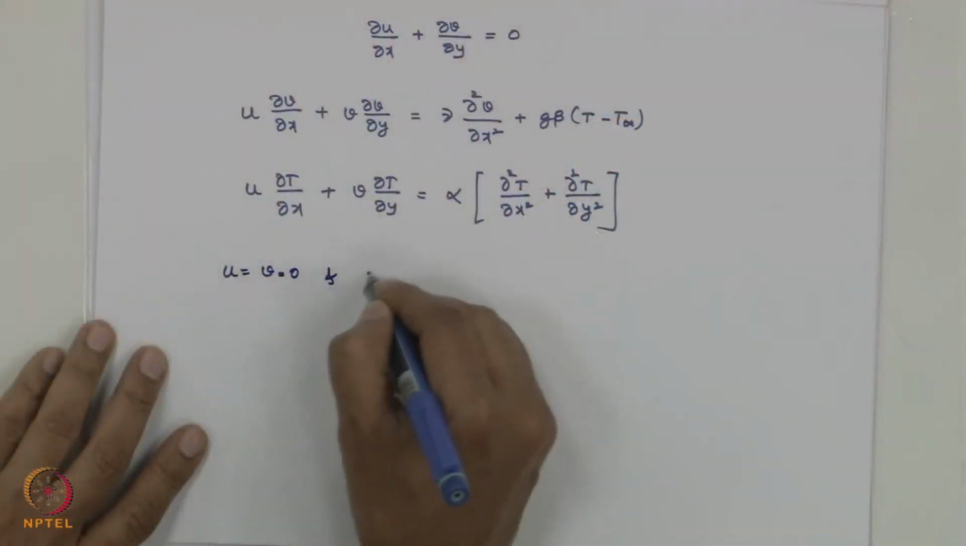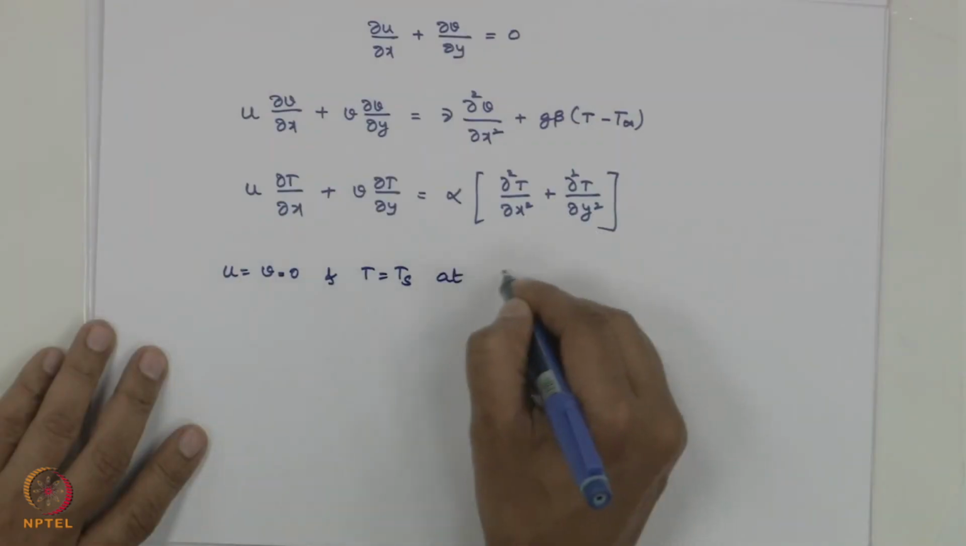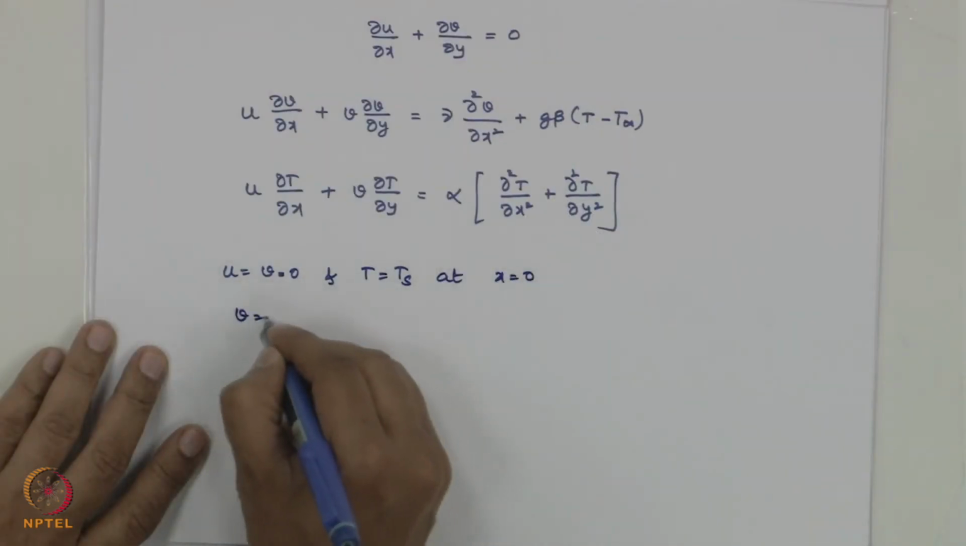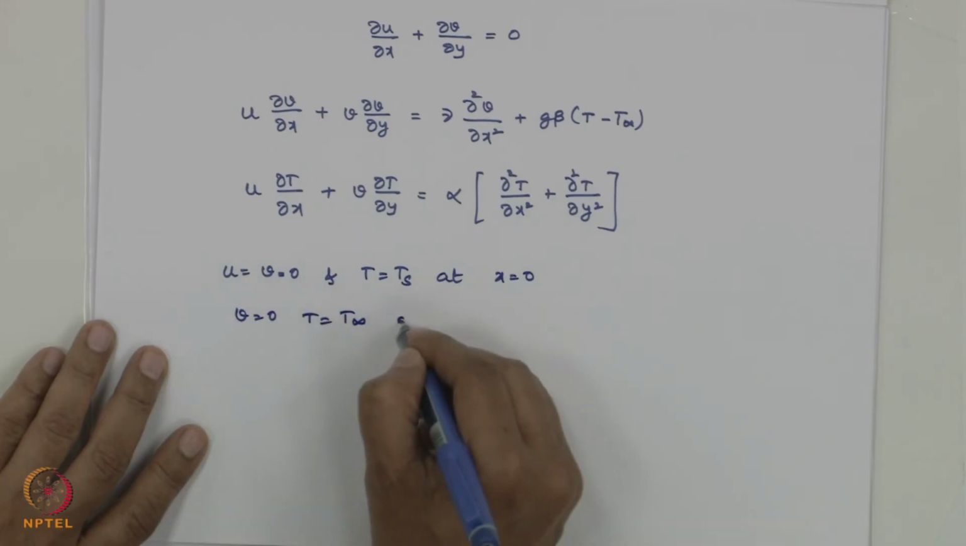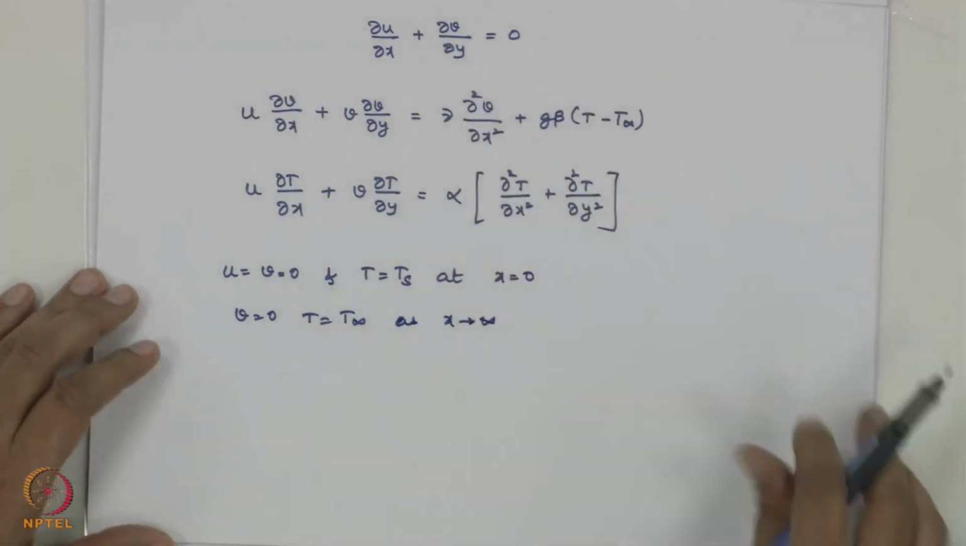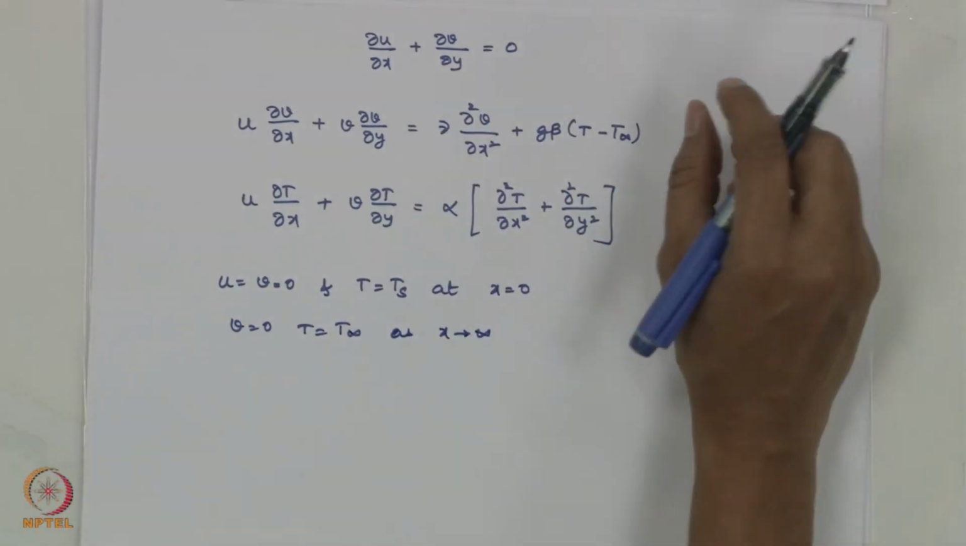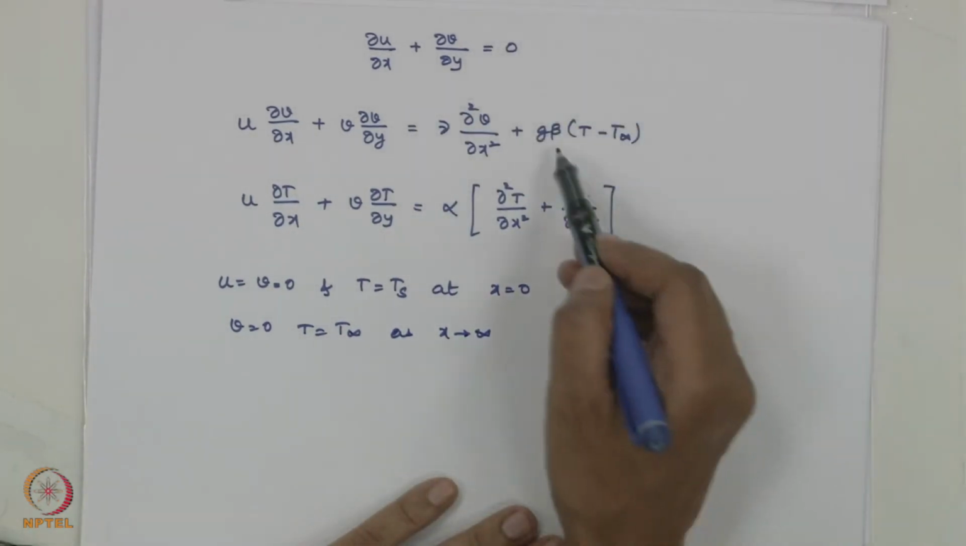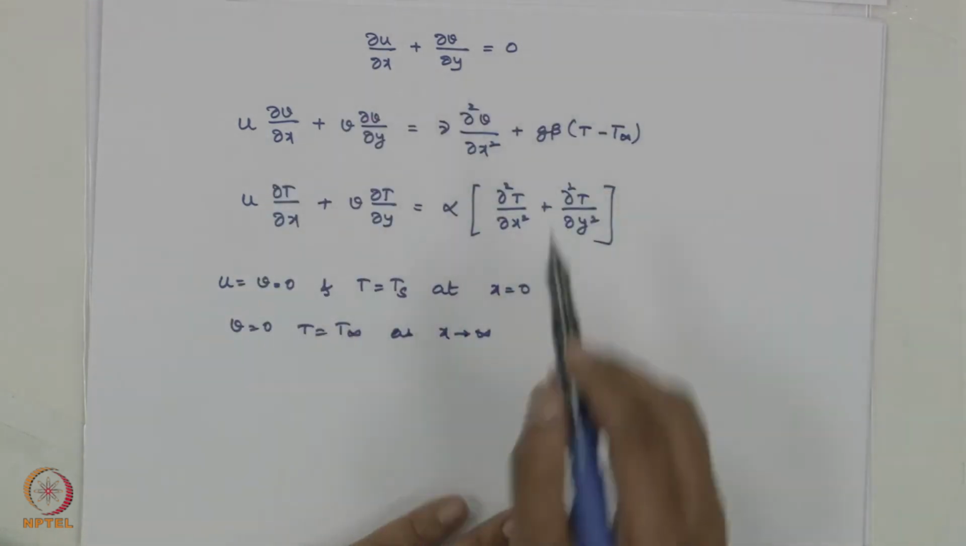So u equal to v equal to 0 and T equal to Ts at x equal to 0, and v equal to 0 and T equal to T infinity as x tends to infinity. So these are my equations which we have derived for incompressible fluids, that is, I have taken the density variations only in the body force, nowhere else. So with this, we are able to find the equations for the natural convection flow for a flat plate which is maintained at a constant temperature.